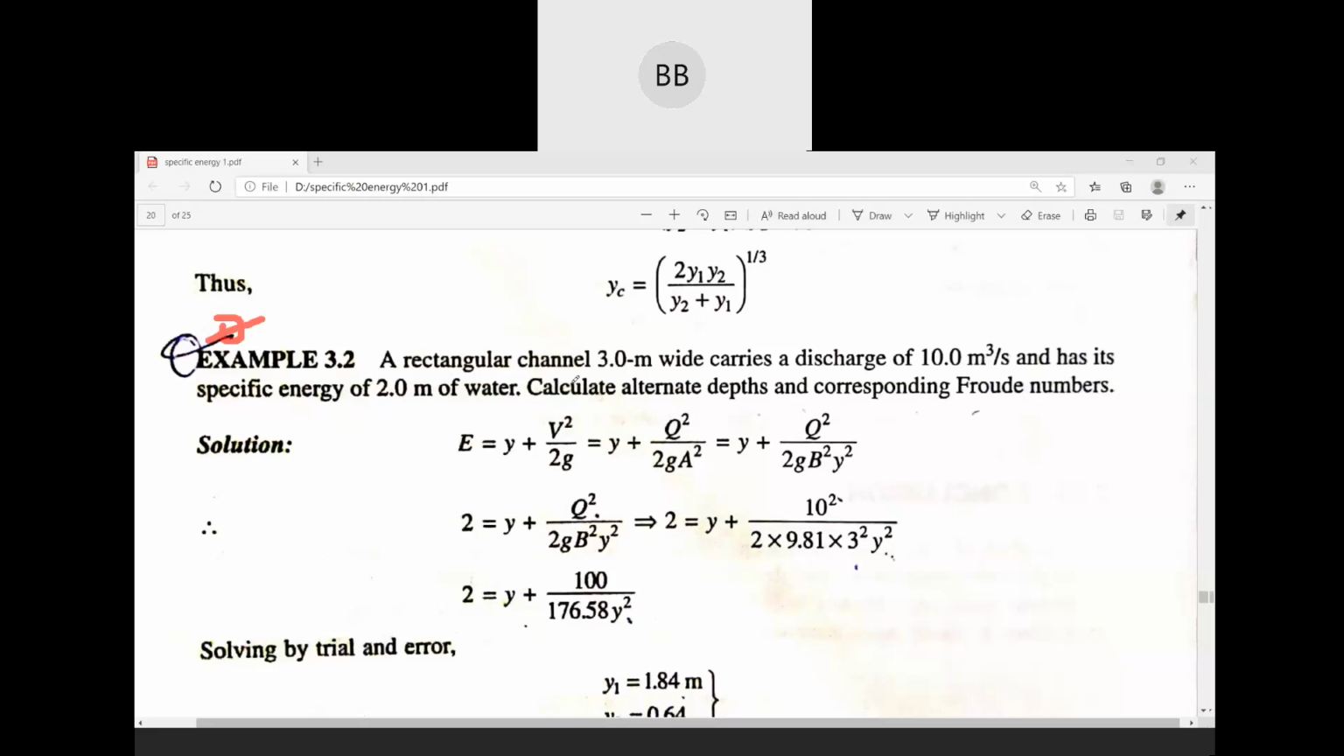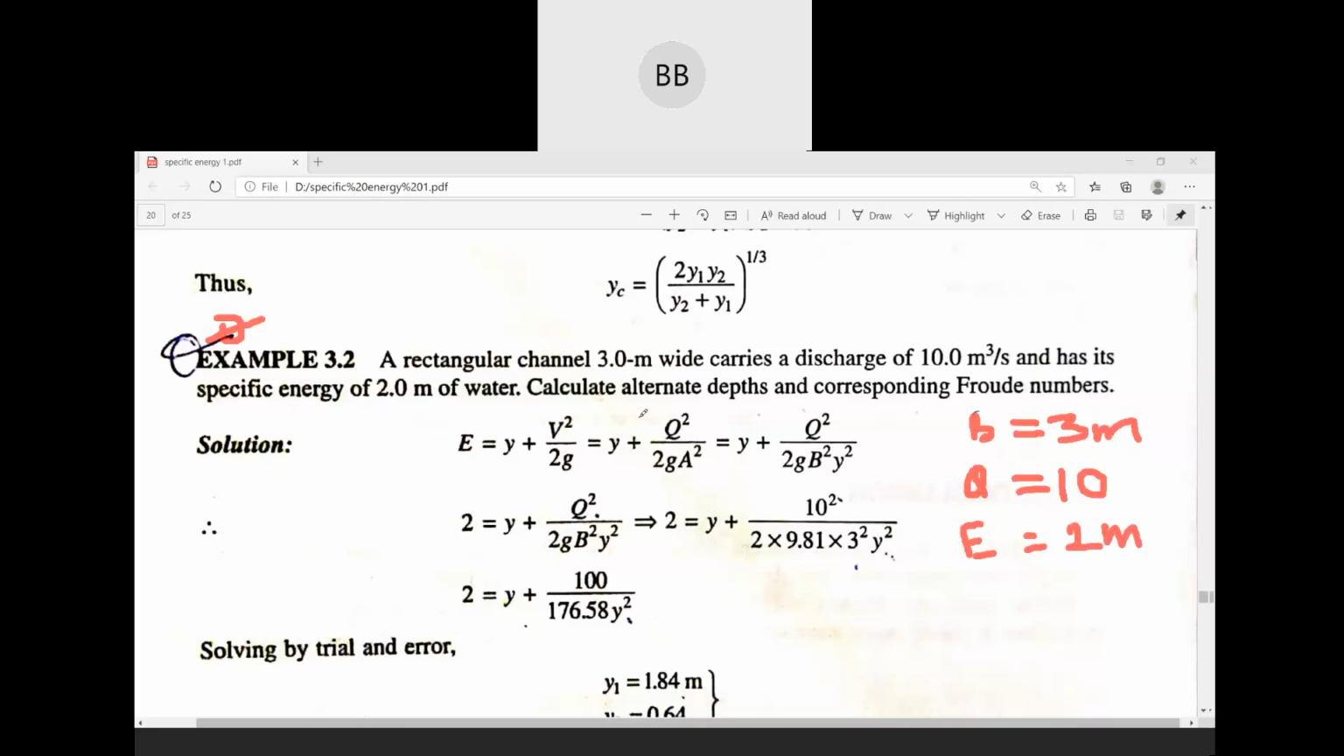Okay. So here, what is given? A rectangular channel of 3 meter wide. That is, your width of the channel is given, 3 meter. It carries a discharge of 10 meter cube per second. So discharge is also given. And has a specific energy of 2 meter of water. So specific energy is also given, 2 meter.